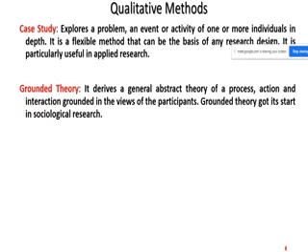This is another technique of qualitative research method. In grounded theory, it derives a general abstract theory of a process, action and interaction grounded in the views of the participant. Grounded theory got its start in social science research.